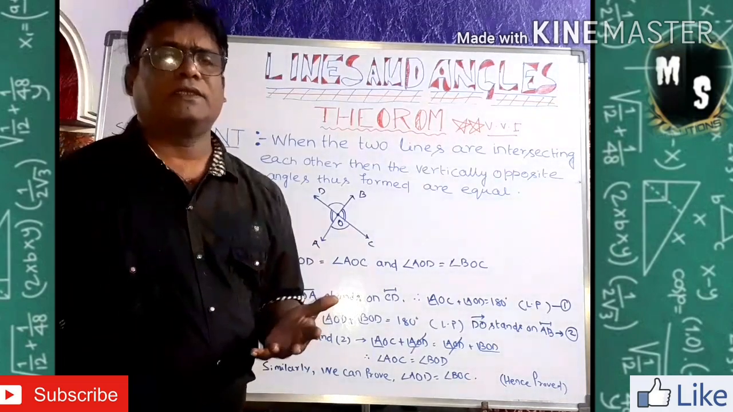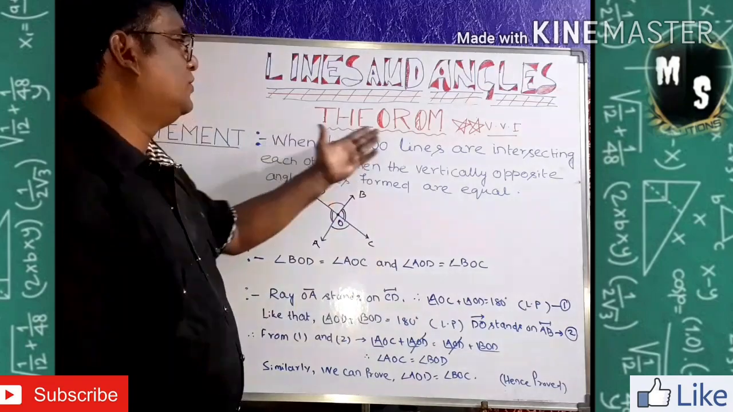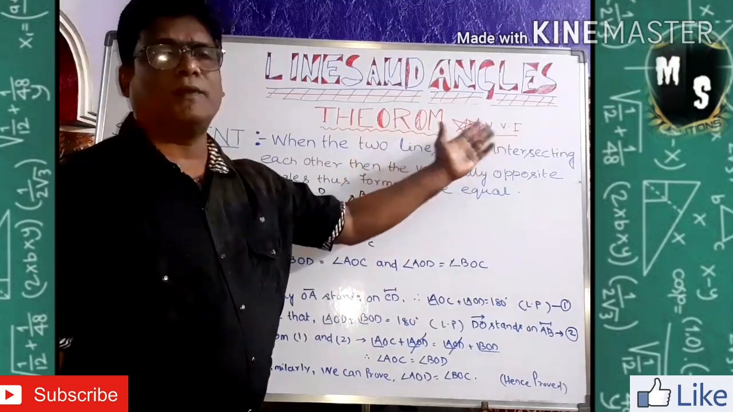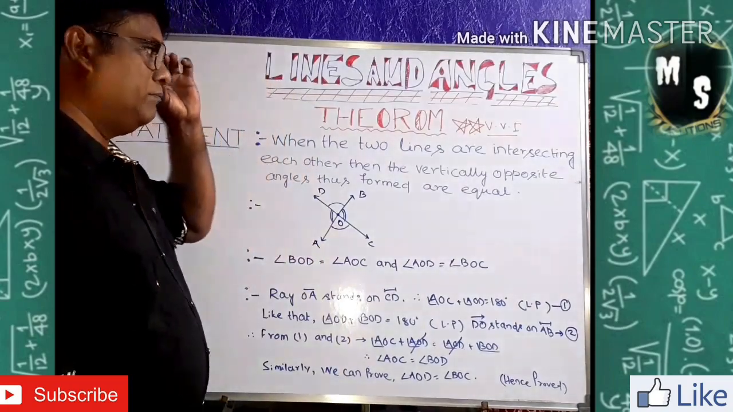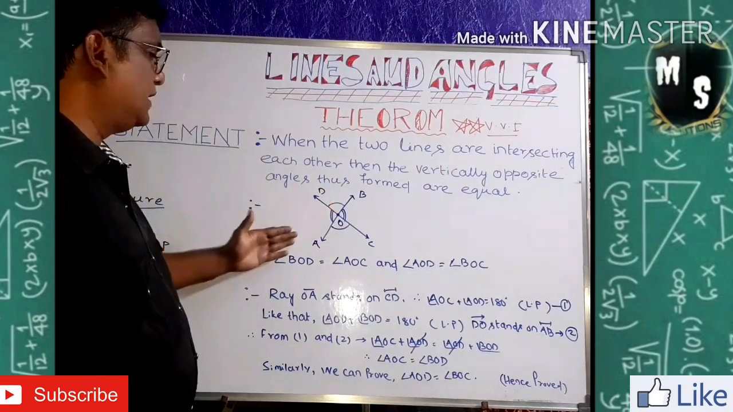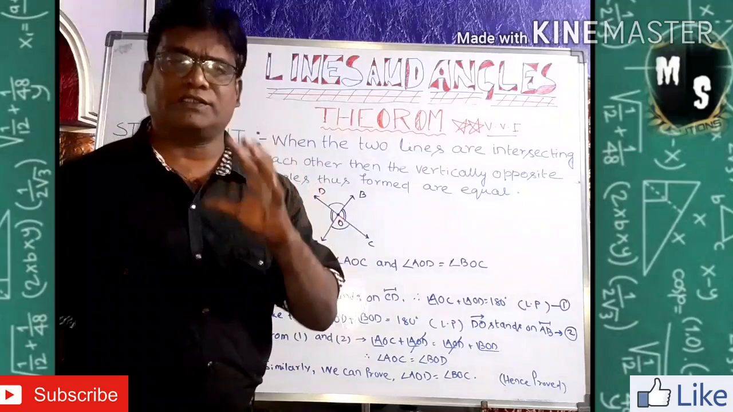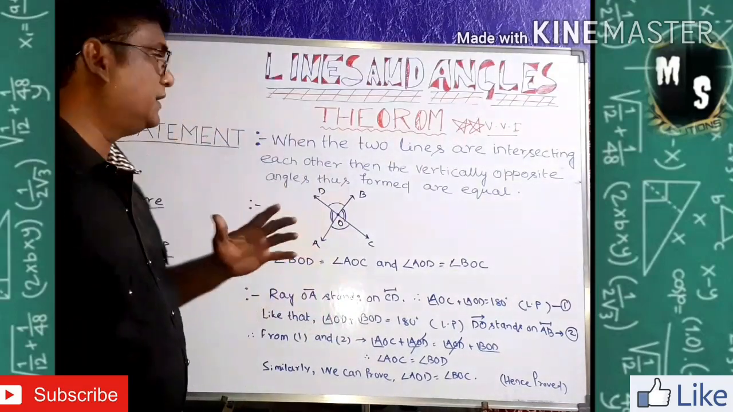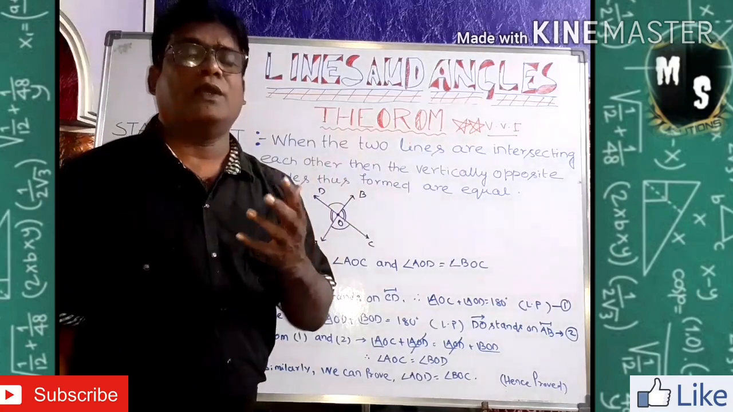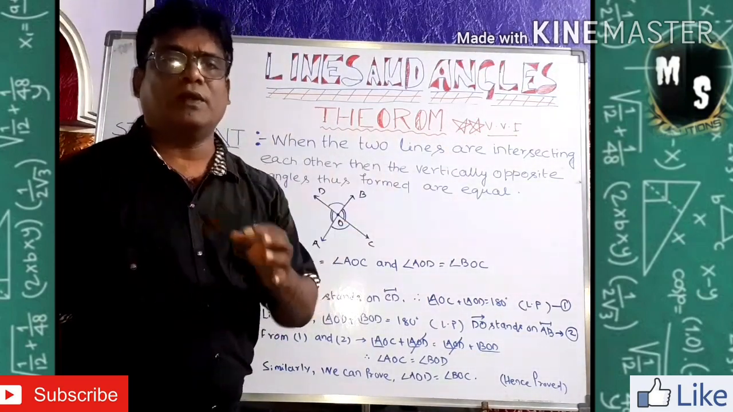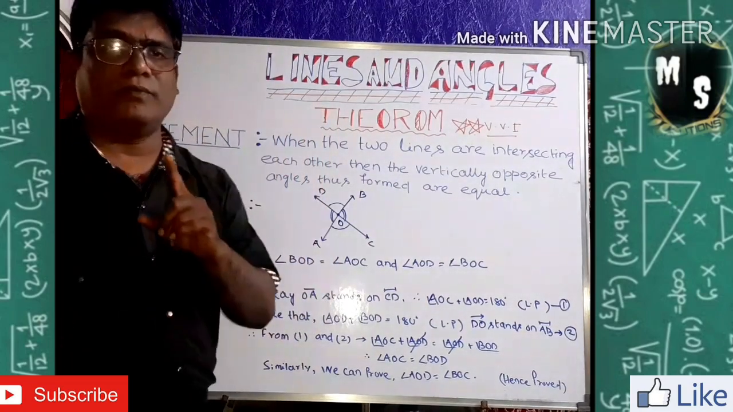The next part is a theorem. It is a very important theorem. I put star marks here for that reason. It is a basic theorem for intersecting lines, the theorem on intersecting lines. When a question comes in the exam to prove a theorem, these are the formats you have to maintain.